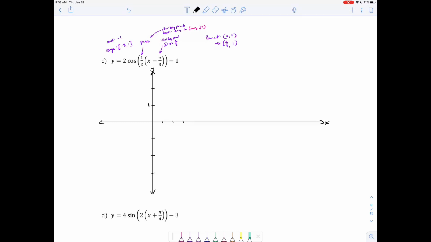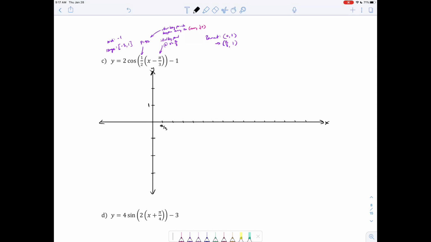How many tick marks do I need? I need to cover a whole period, which is 4 pi. Each tick mark is pi over 3. It means I need 12 tick marks. 4, 5, 6, 7, 8, 9, 10, 11, 12. So that should cover it. This is pi over 3. That's where my first point's going to go.